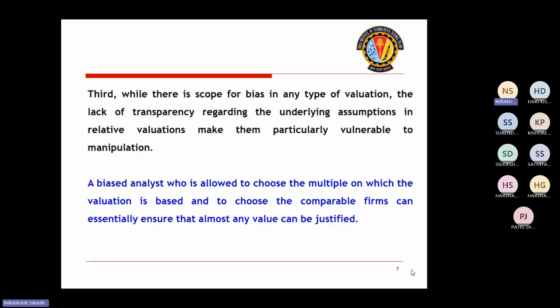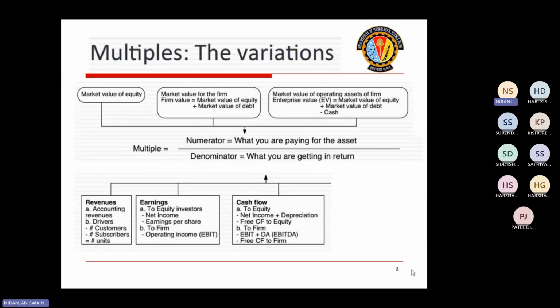The biased analyst who is allowed to choose the multiple on which valuation is based, and to choose the comparable firms, can essentially ensure that almost any value can be justified. They can justify everything. If you say multiples, the numerator means what you are trying to pay. The price means what the market wants to pay, how the market is responding, what you are paying for the asset if you are buying at that price, and the denominator means what you are getting in return, isn't it?